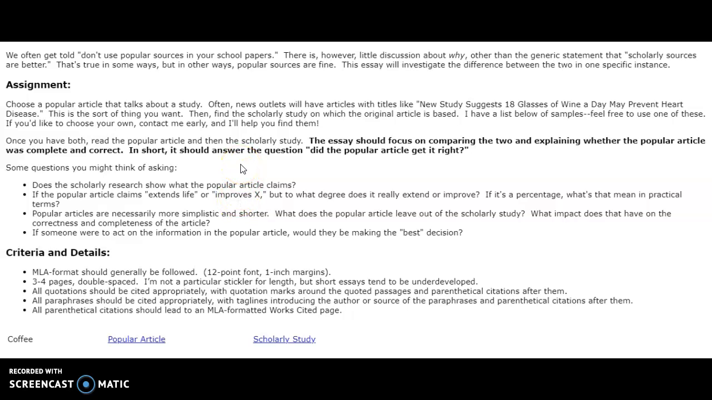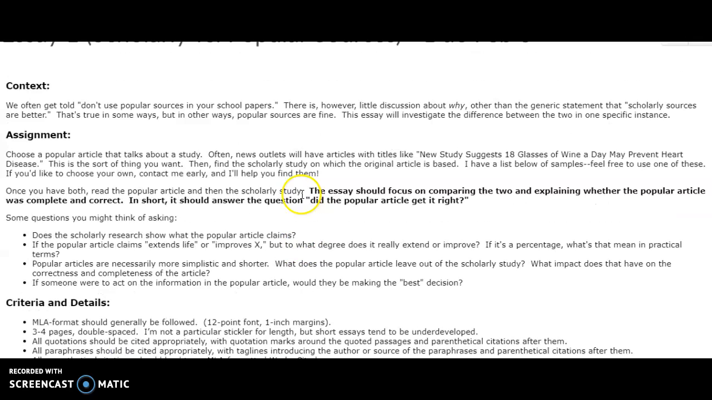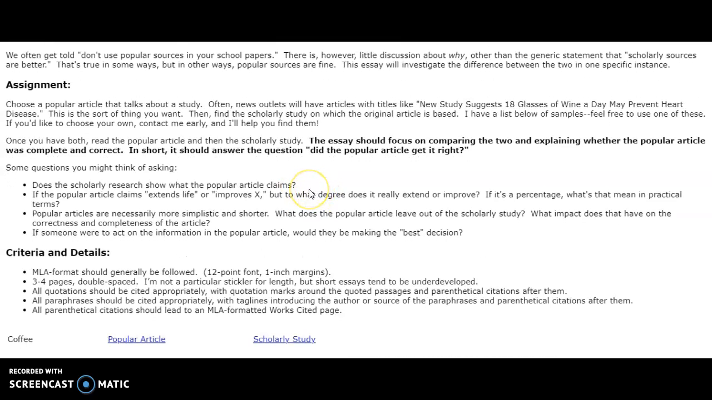So I just recommend you use one of those pairs, and then there is the popular article and the scholarly article. They're linked right there. You're good to go, okay? So, then I want you to read both of them.